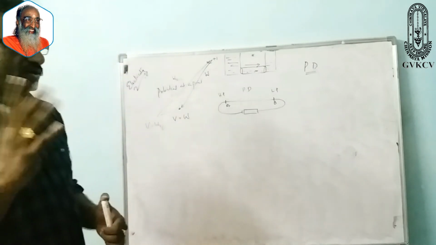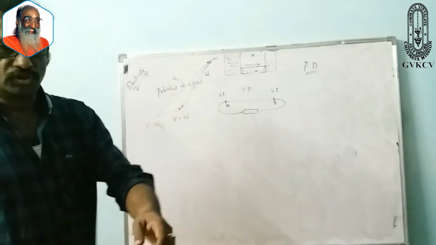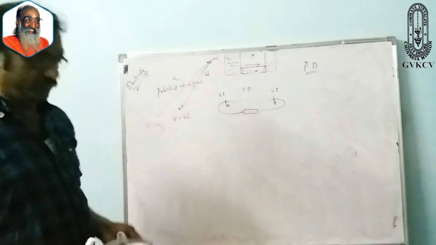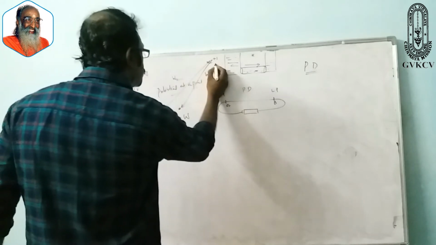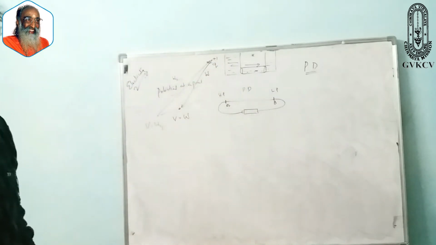But every time we cannot say that we are going to bring a unit positive charge. We have to bring some amount of charge. We will be bringing some charge Q, isn't it? So now if you are bringing a charge Q from somewhere to this point, then your V will not be equal to W.